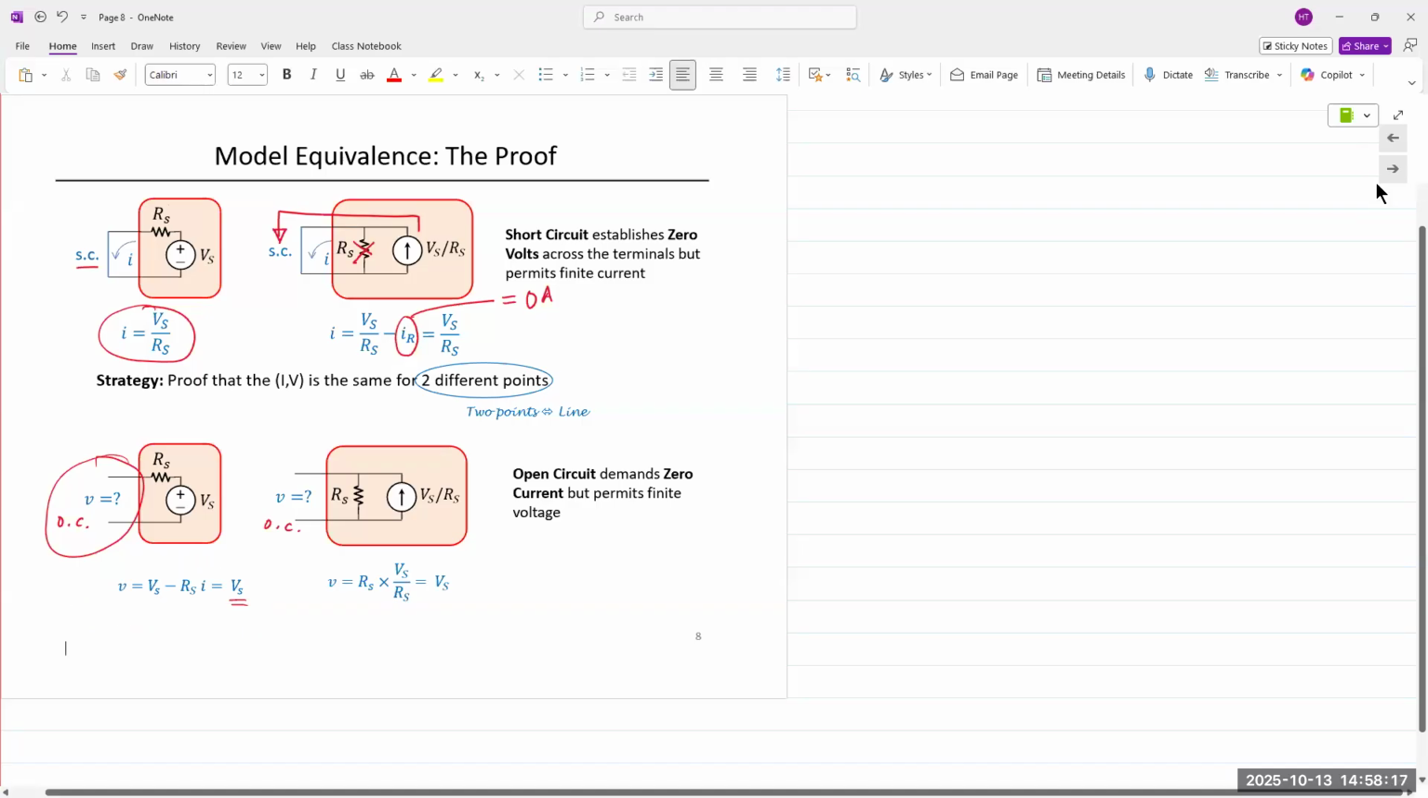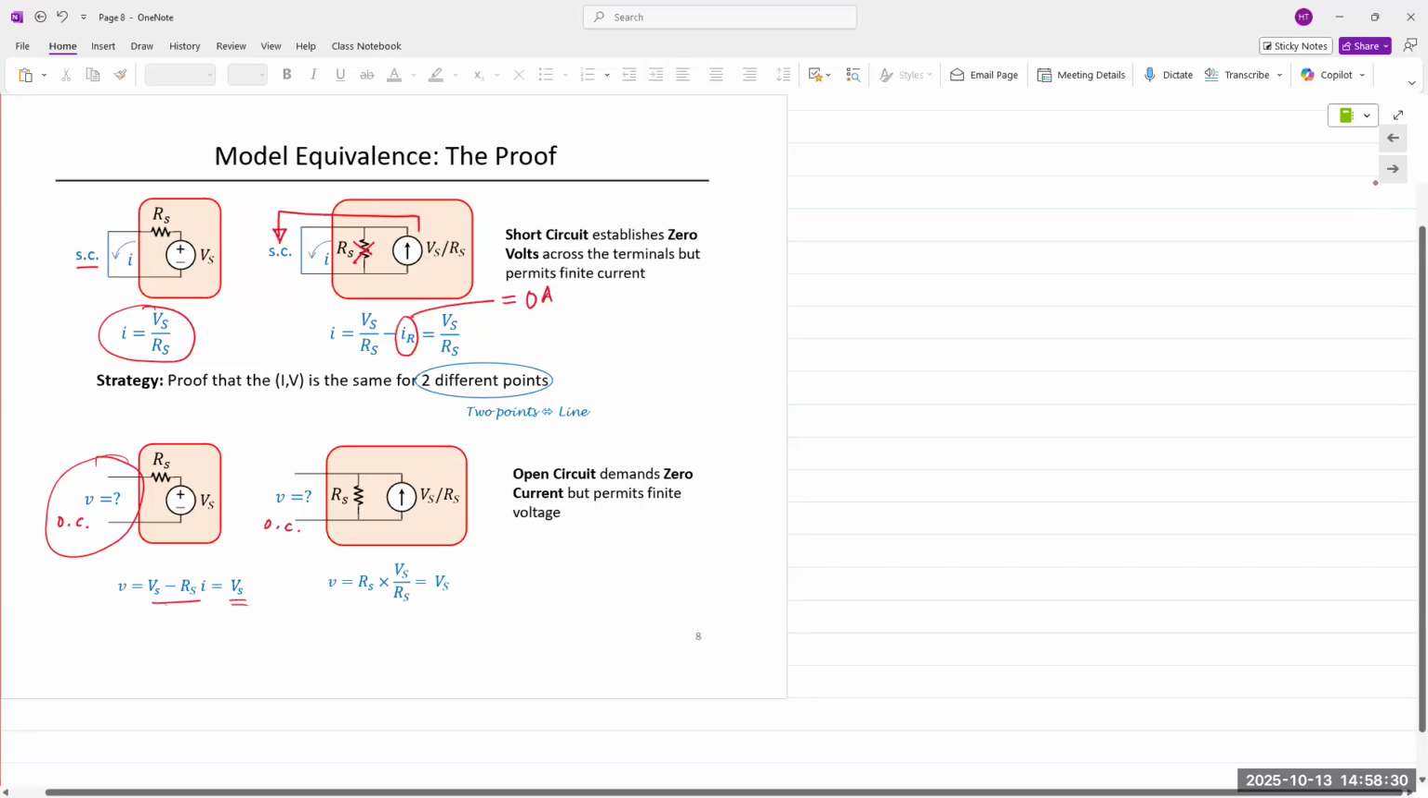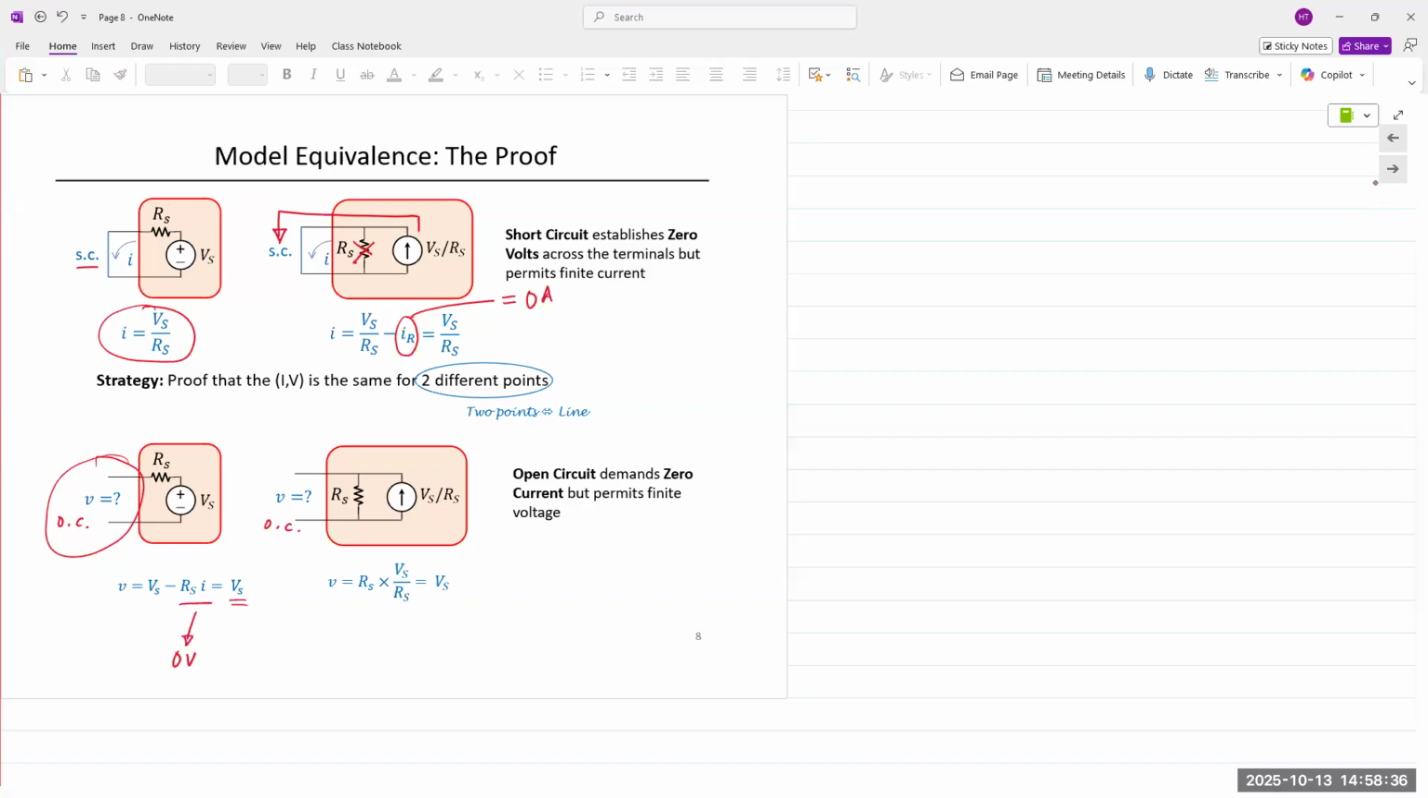If you apply KVL around the loop, you have voltage V, you have voltage Vs, and you have Rs. Voltage V would be equal to the source voltage Vs minus I times Rs. And because I is equal to 0, this term effectively is 0 volts. And hence V equals Vs.